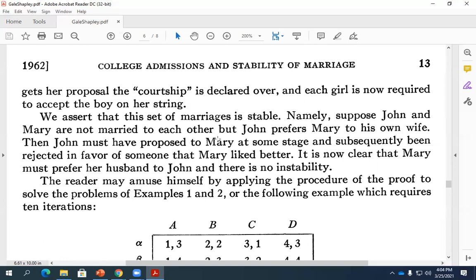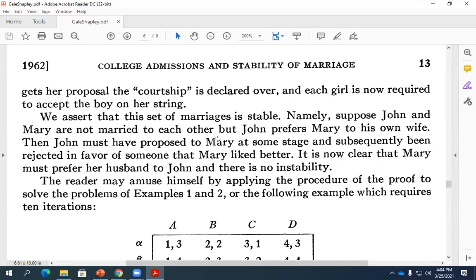So they don't have to necessarily be each other's number one. It's just that it's not reciprocated. No, they don't have to be their number one. That's right. They don't have to be their number one.